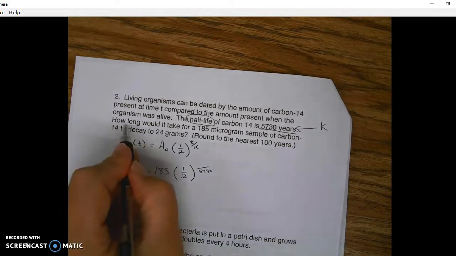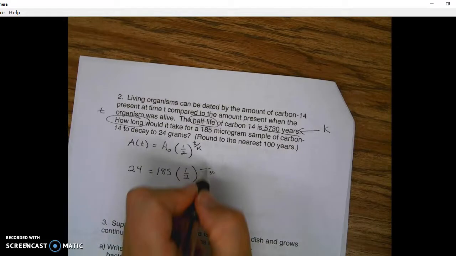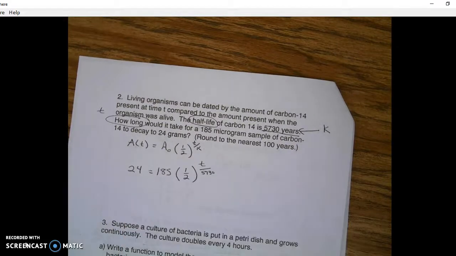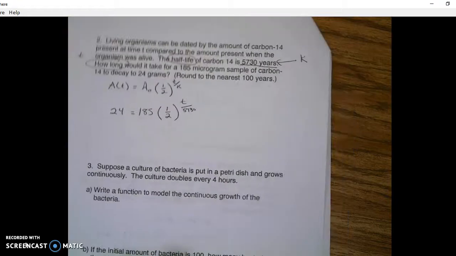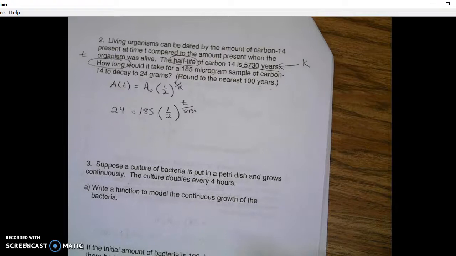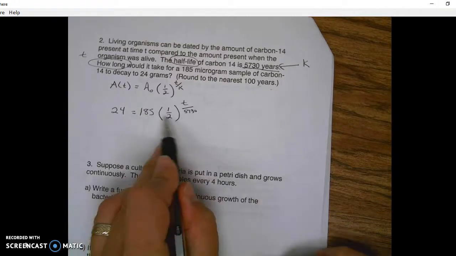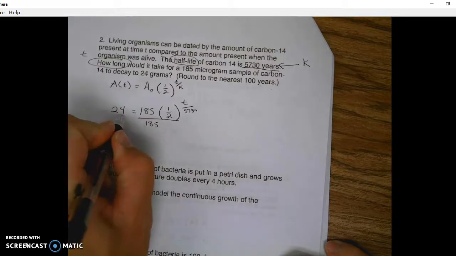It says how long? How long is t? So we're solving for t. Round the answer to the nearest 100 years. So here we are solving for t. Before we can do the logarithm here, we need to undo the multiplication. So we're going to divide both sides by 185.